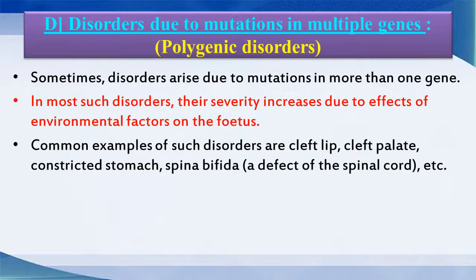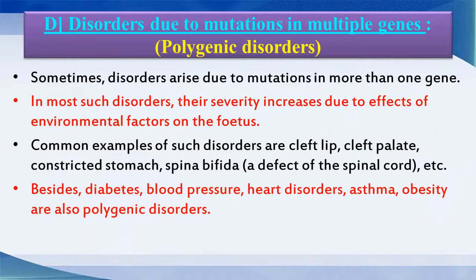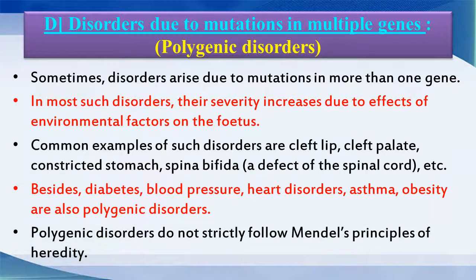Common examples of such disorders are cleft lip, cleft palate, constricted stomach, and spina bifida. Spina bifida means a defect of the spinal cord. Besides these, diabetes, blood pressure, heart disorders, asthma, and obesity are also polygenic disorders. Polygenic disorders do not strictly follow Mendel's principles of heredity, and these disorders arise from a complex interaction between the environment, such as lifestyle, and defects in several genes.